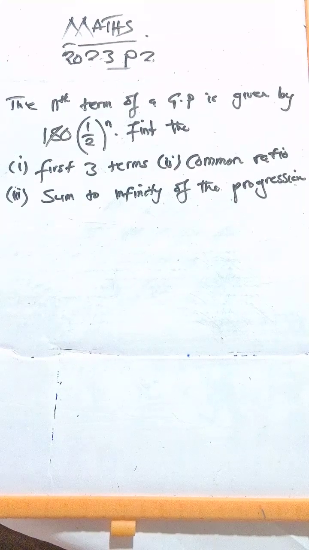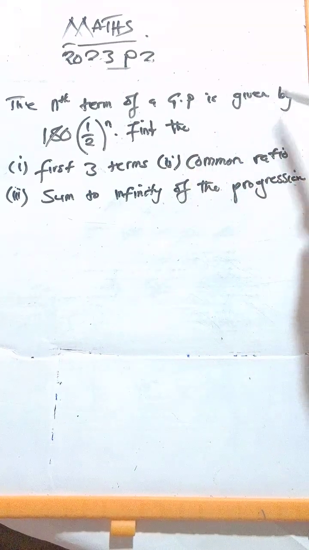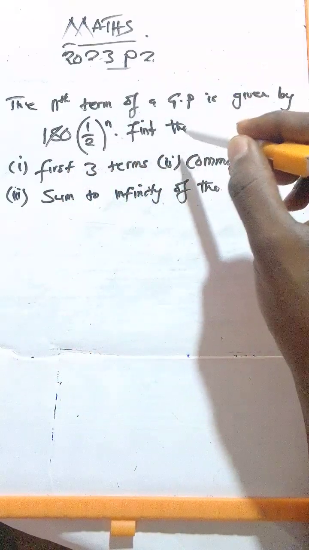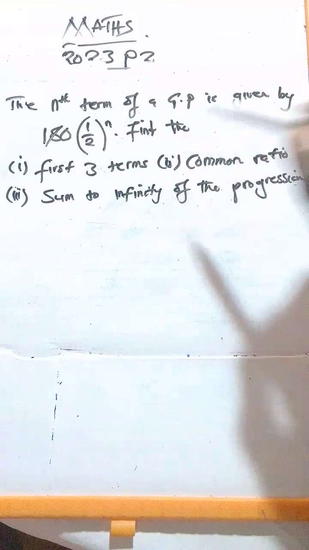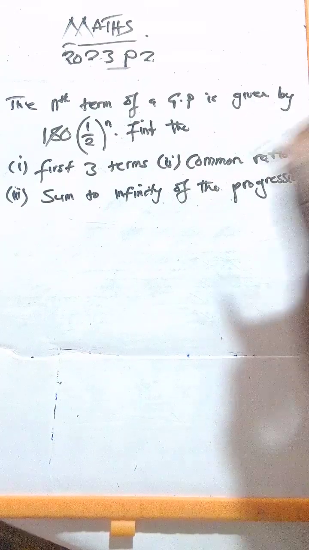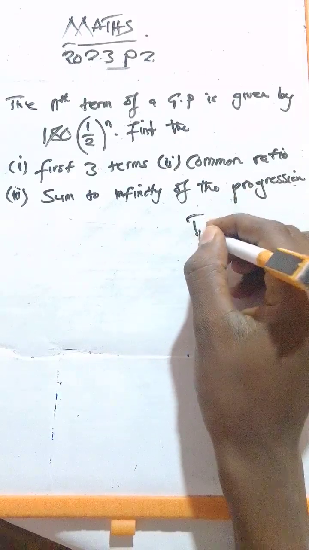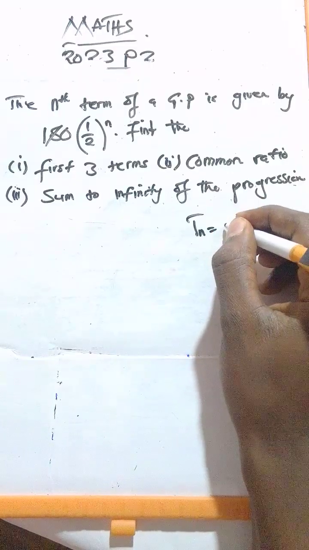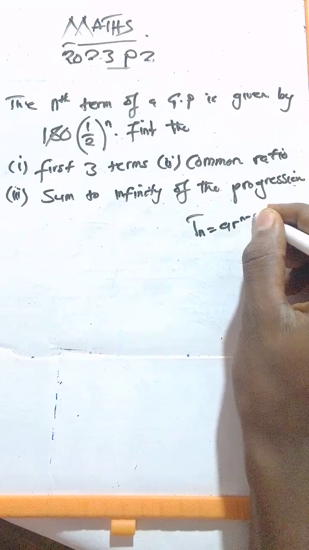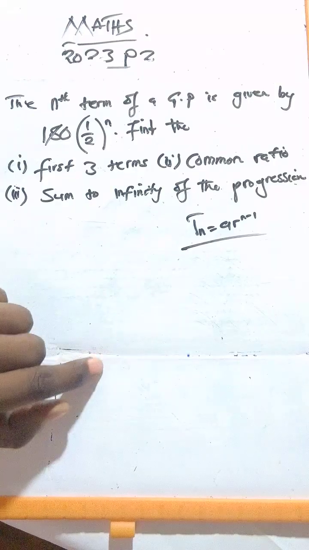Question 3 reads: the nth term of a geometric progression, GP, is given by the formula 1/8 open bracket half to the power n. Find the first 3 terms and the common ratio. So now here we know that under GP, the nth term can be calculated by Tn is equal to A, the first term, times r to the power n minus 1. This is the formula which we have under GP.